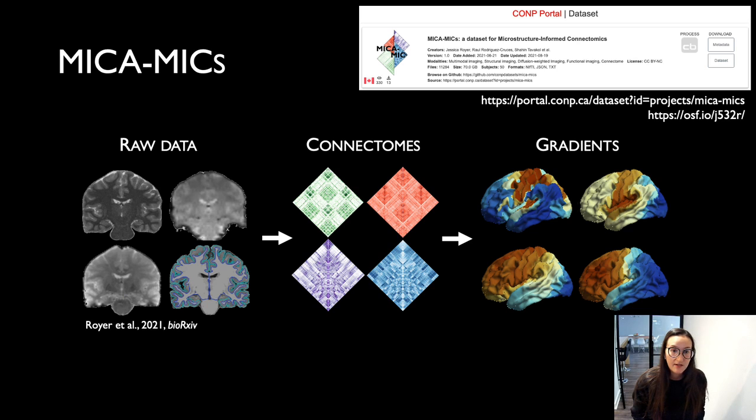So looking first at our MiCaMix dataset, we include different types of high-resolution structural and functional scans acquired in 50 healthy individuals. In addition to making all raw imaging data openly available, we also provide brain-wide and subject-specific connectivity and interregional distance matrices, as well as low-dimensional representations of these matrices for each data modality and at multiple spatial scales. With this dataset, our objective was really to make multiscale analyses and explorations of structure-function associations as seamless as possible for future users. And this dataset is currently accessible on the CONP data portal, as well as on the Open Science Framework, and it's openly available for download by any user.